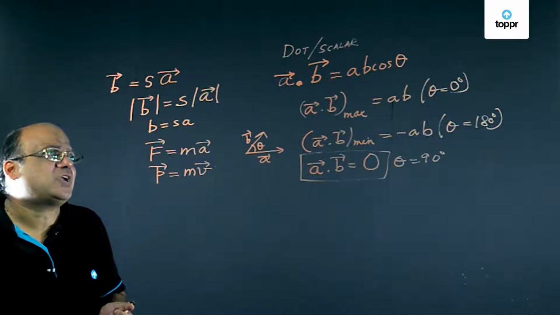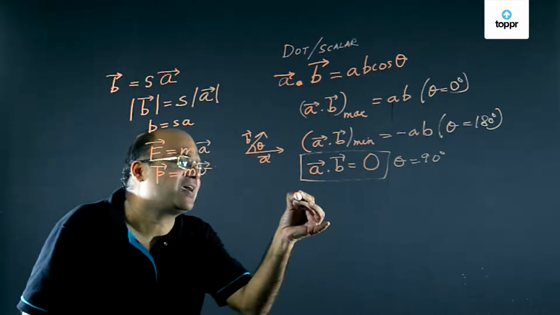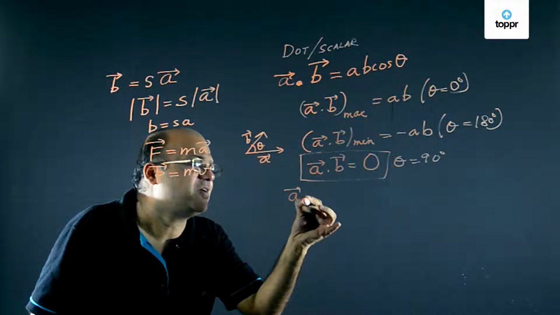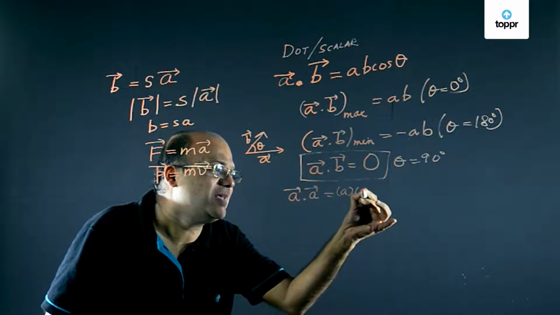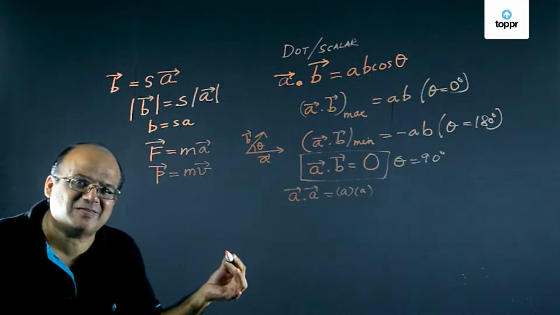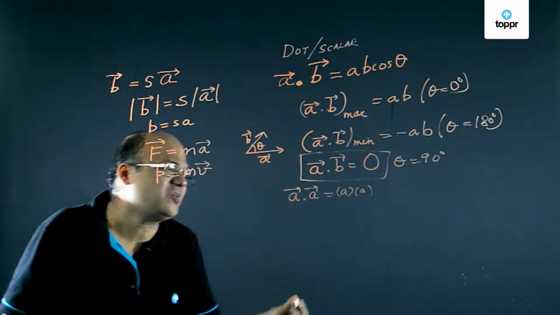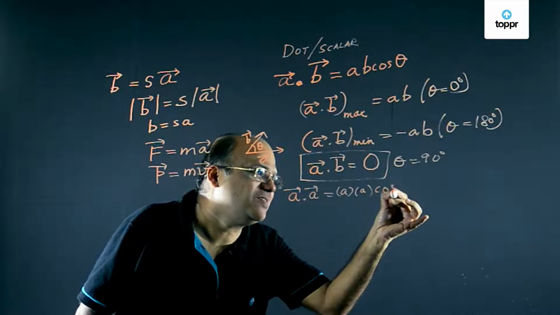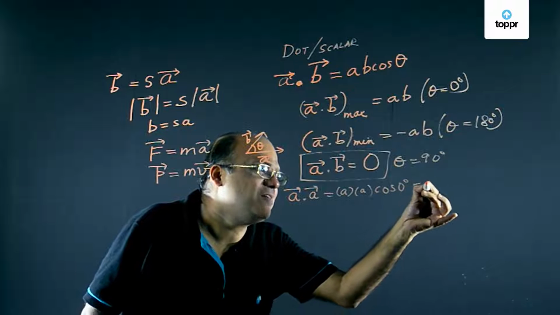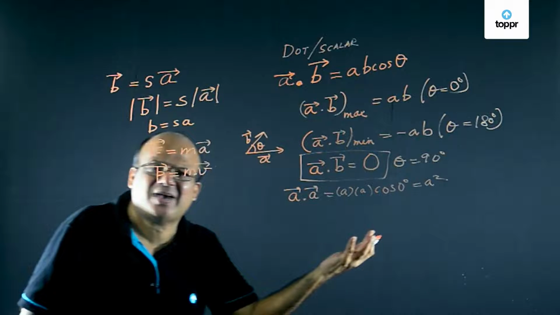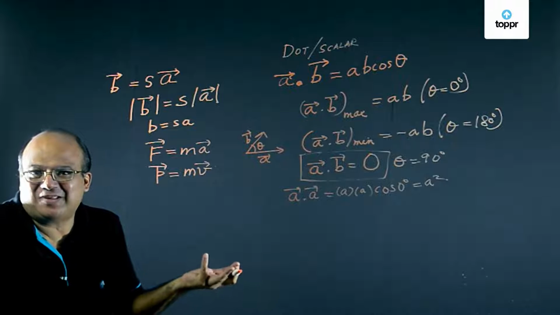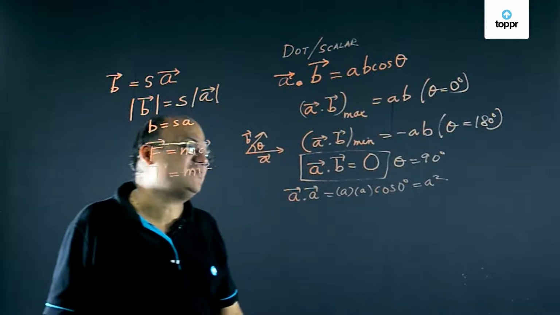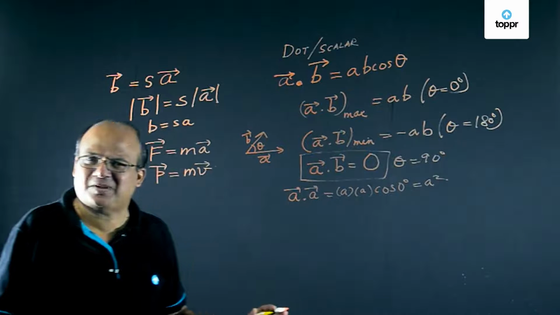What will be A vector dot A vector? A vector dot A vector will be equal to A, and what is the angle between A vector and A vector? Same vector, so angle is 0. Cos of 0 is 1. So A vector dot A vector is A square. B vector dot B vector will be B square. C vector dot C vector will be C square. Very simple.